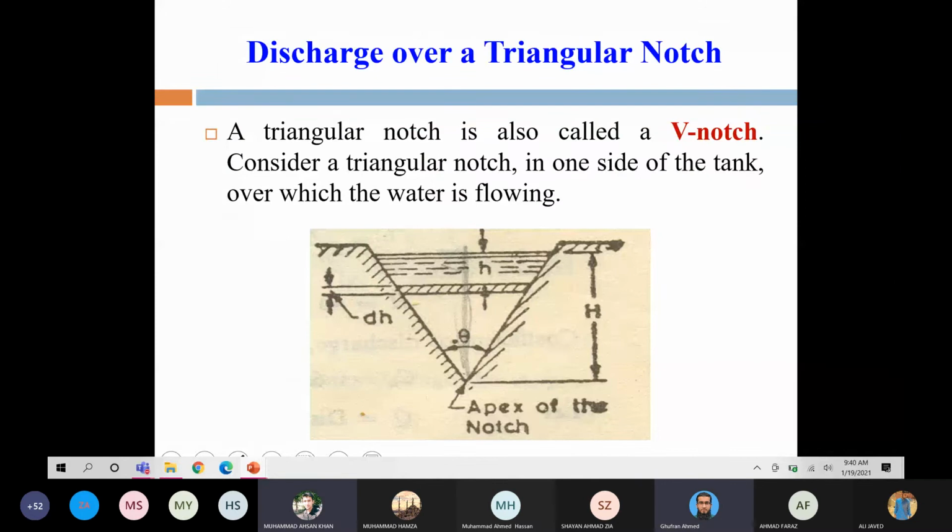Okay, now next is the triangular notch. Just like a rectangular notch, it is very common. I mean, it is more common in the practical field because it's very simple to find out the discharge from a triangular notch.